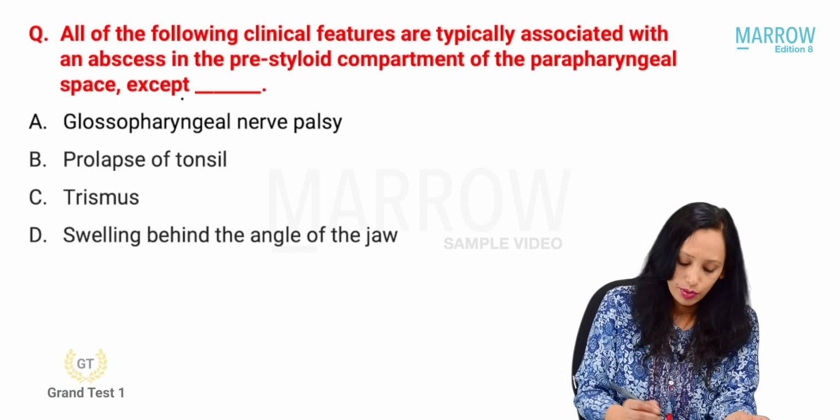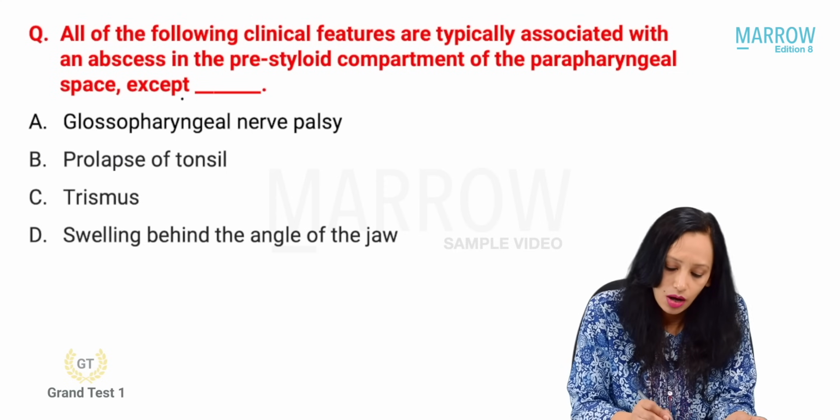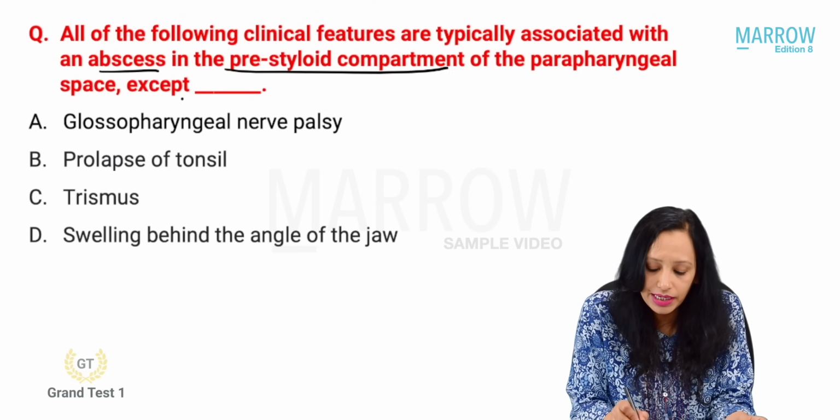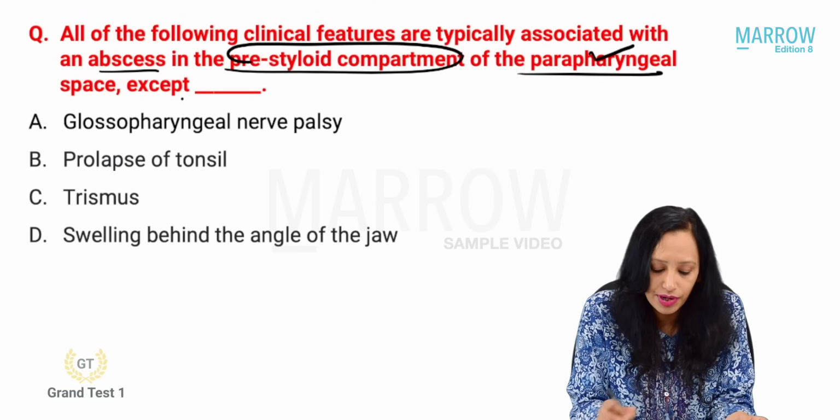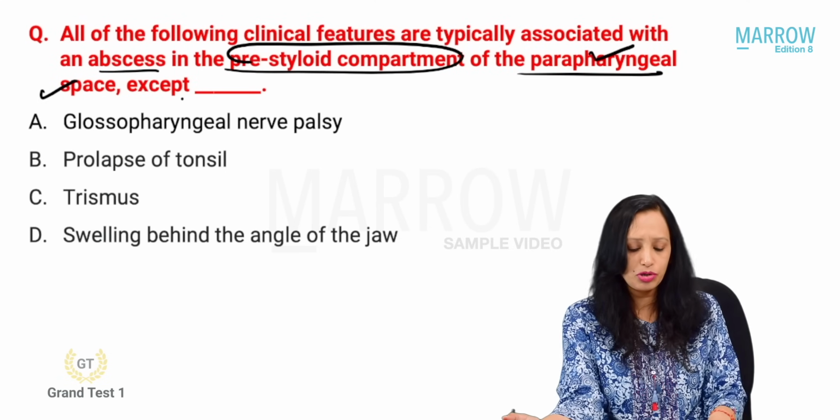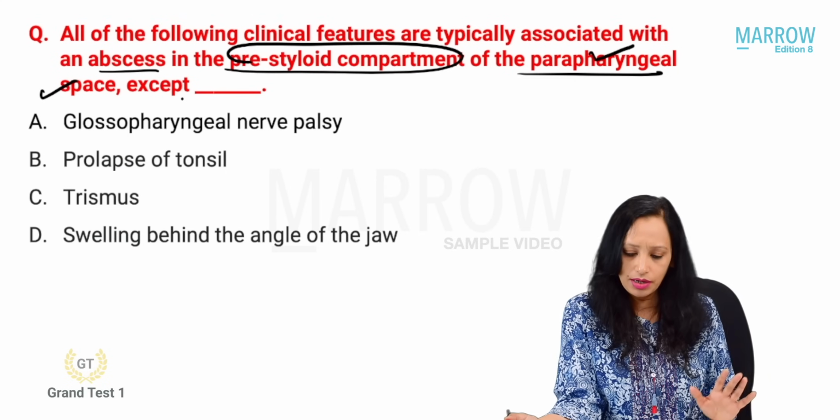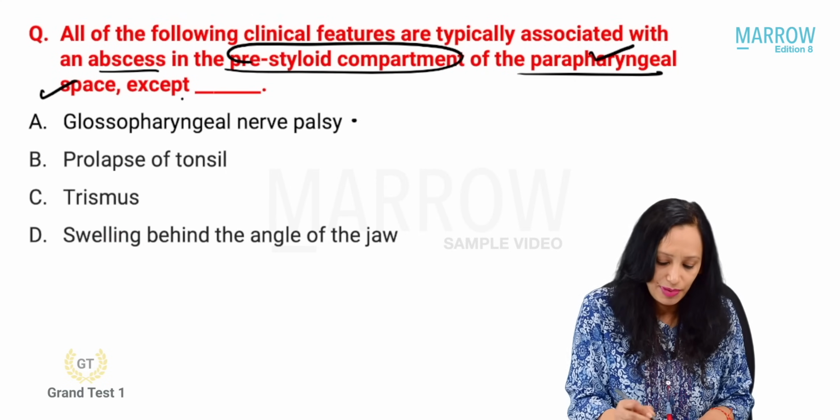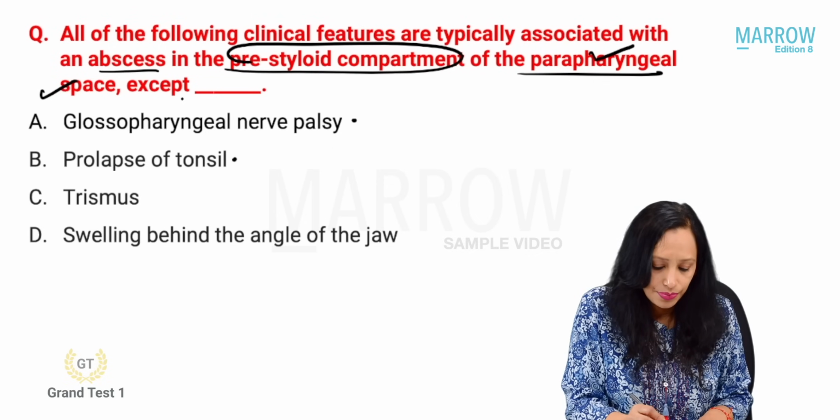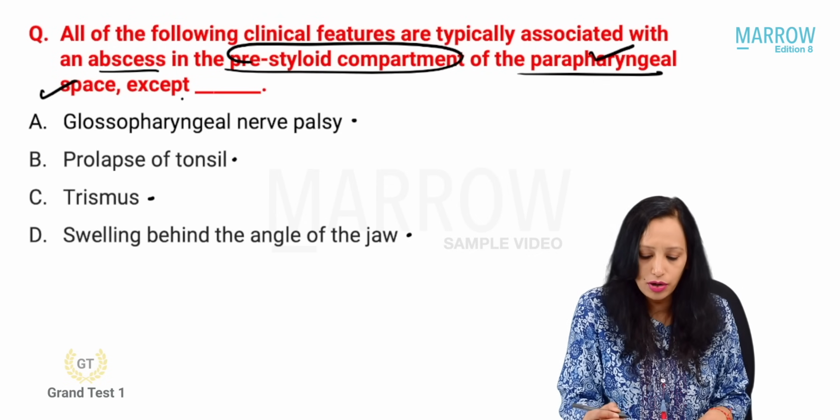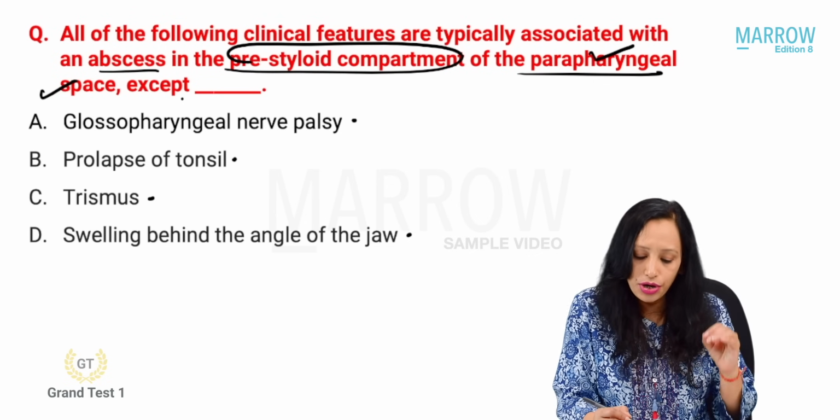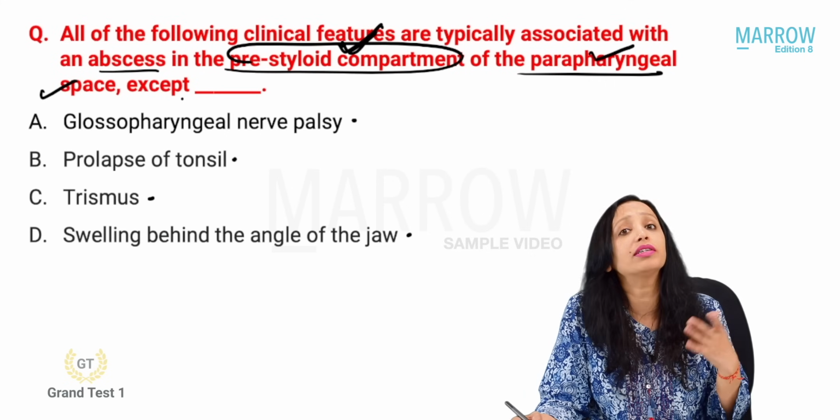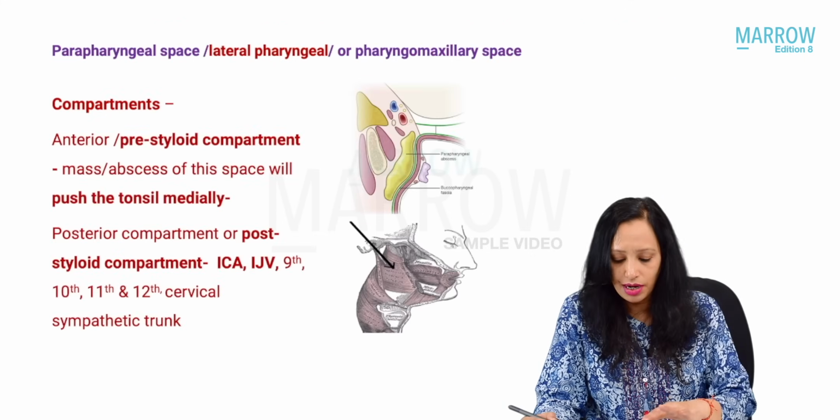So here we have a question from your GT1. All the following clinical features are typically associated with an abscess in the pre-styloid compartment of parapharyngeal space, except. This seems to be quite easy. Why are you mistaking this? Okay, so except. Glossopharyngeal nerve palsy, prolapse of tonsil, trismus, swelling behind the angle of jaw. What will not be seen in pre-styloid compartment? What is the pre-styloid compartment? Where is the parapharyngeal space? We have seen that repeatedly.